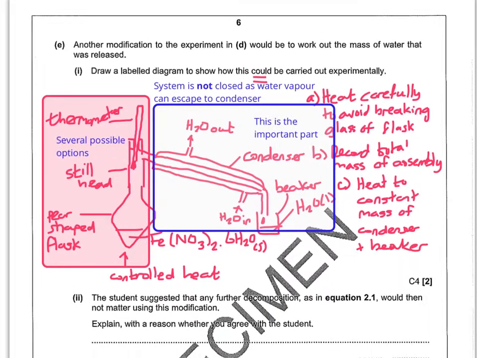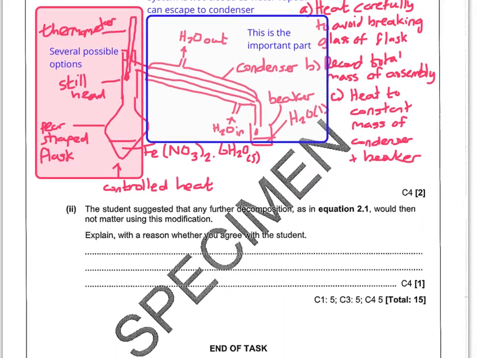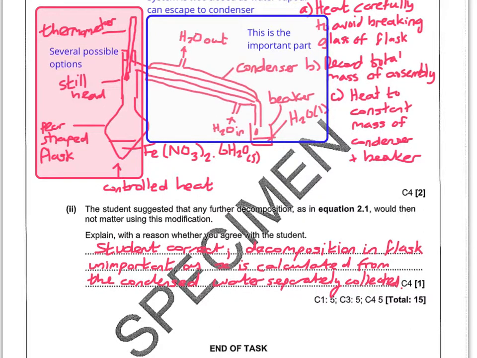So, moving the page down, the student suggested that any further decomposition, as in the equation earlier, would then not matter using this modification. So the student's right, because the decomposition takes place in the flask on the left-hand side of the apparatus, and the value of x is calculated from the collected water on the right. Because the two things have been separated by this apparatus, the extent of further decomposition in the flask doesn't really matter, because the water has been collected anyway.